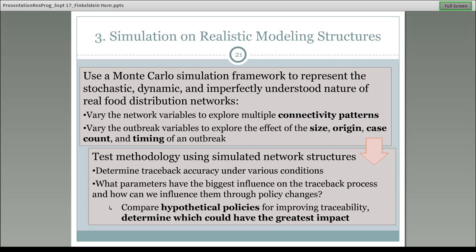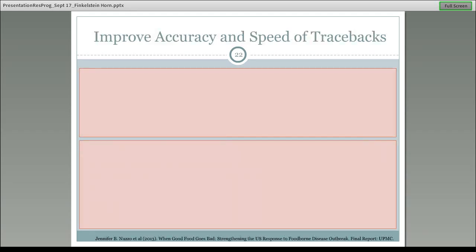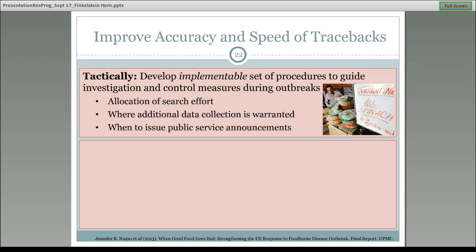So, kind of summarizing what we're doing here, again, our main goal is to improve the accuracy and speed of tracebacks, and to do that through two components. The first component is to do that tactically: to develop an implementable set of procedures that can guide investigators and control measures during actual outbreaks.